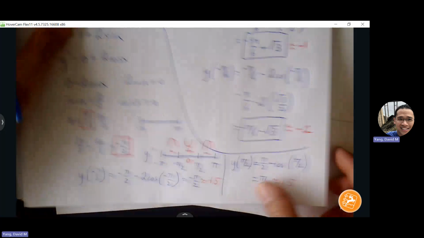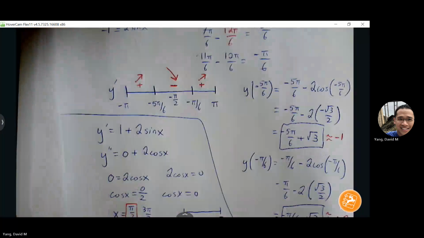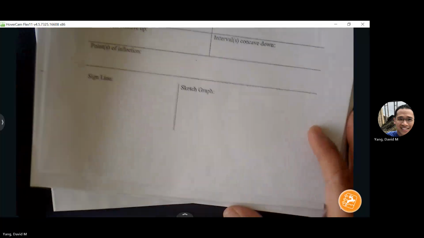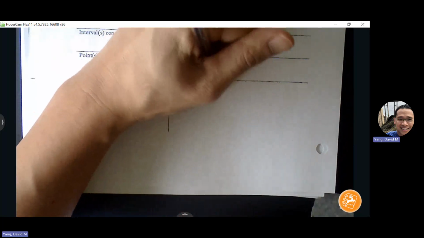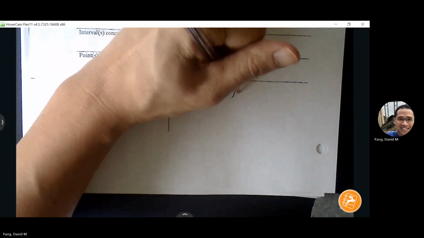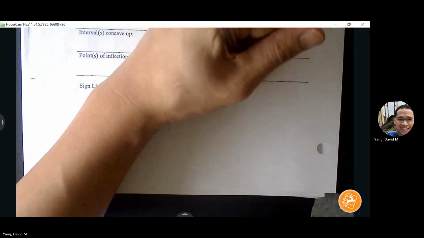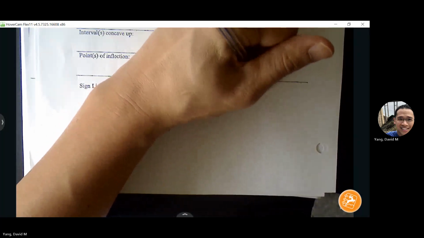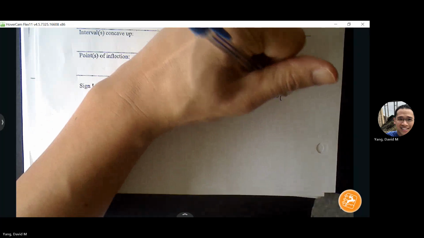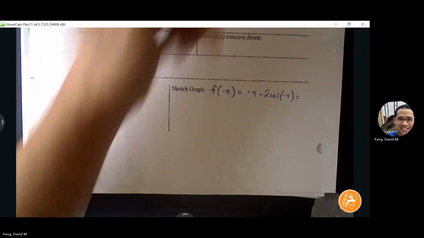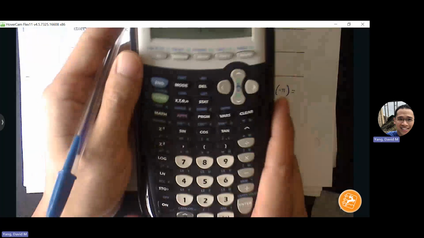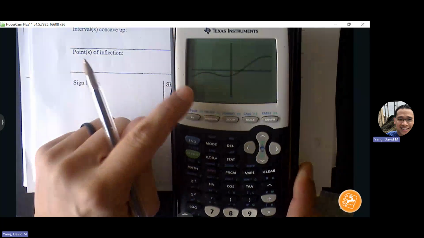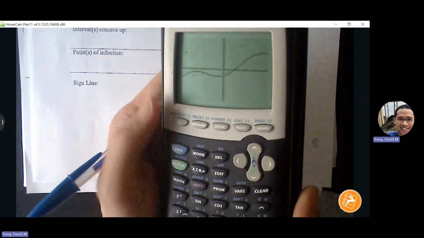Okay, so we're going to try to sketch our graph here. I think it also helps to find what the endpoints are sitting at. So f of negative pi, you can also do this. You can also make the calculator find those endpoints for you.